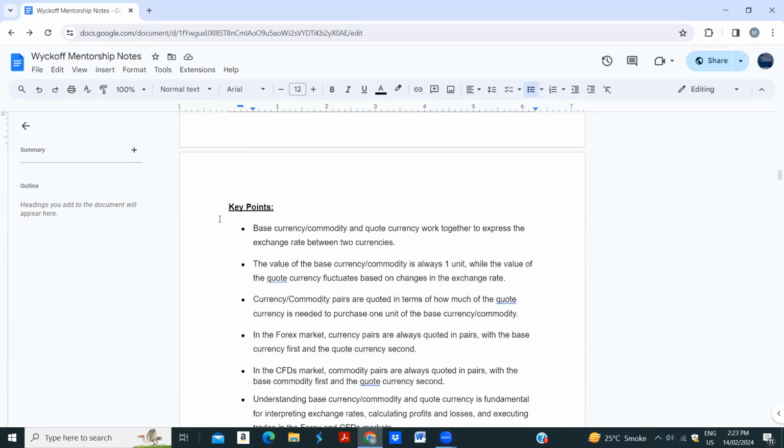Then we have the key points here. Base currency or commodity and code currency work together to express the exchange rate between two currencies. The value of the base currency or commodity is always one unit, while the value of the code currency fluctuates based on changes in the exchange rate. Currency or commodity pairs are quoted in terms of how much of the code currency is needed to purchase one unit of the base currency or commodity.